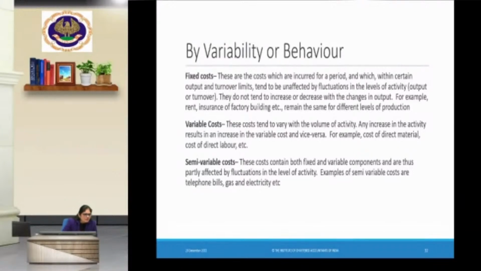Okay, clear ho gaya, ma'am. We can say direct material is the basic structure of a finished good. Yes, of course. For any product, direct material is the major cost part.